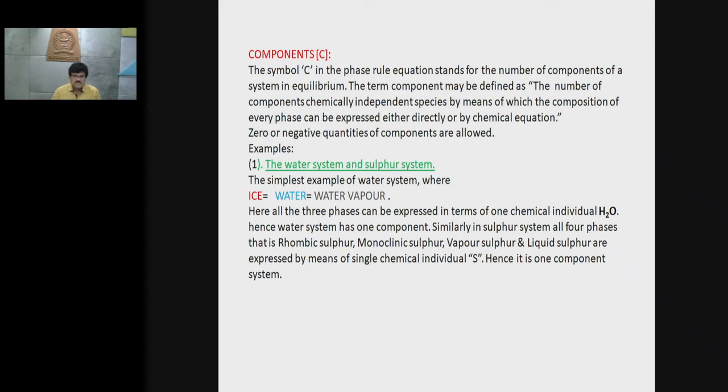For example, suppose the water system and the sulfur system. The simplest example is the water system, where ice is in equilibrium with water and water vapor. Here, all the three phases can be expressed in terms of one chemical individual, that is H2O. Hence, the water system has one component. Similarly, in the sulfur system, all four phases, that is rhombic sulfur, monoclinic sulfur, vapor sulfur and liquid sulfur, are expressed by means of a single chemical individual S. Hence, it is a one component system.